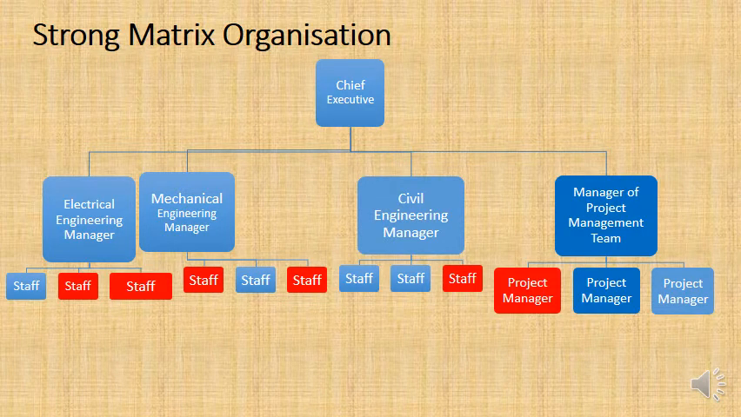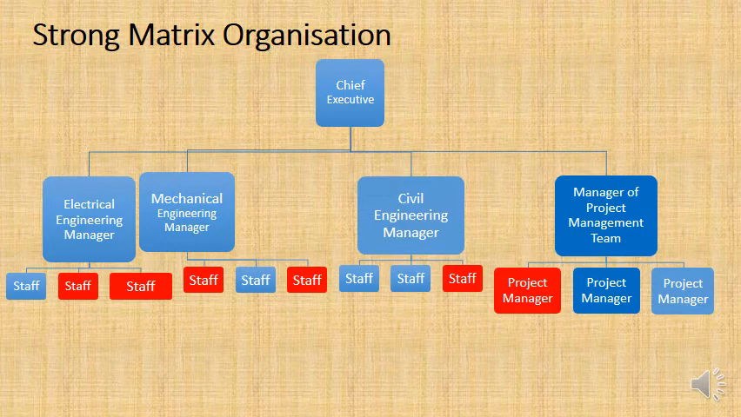And then you have a strong matrix organization. This is where you completely change the structure of your business, and rather than there just being 3 departments under the chief executive of electrical engineering management, mechanical engineering management and civil engineering management, you now have a 4th department called the project management team.